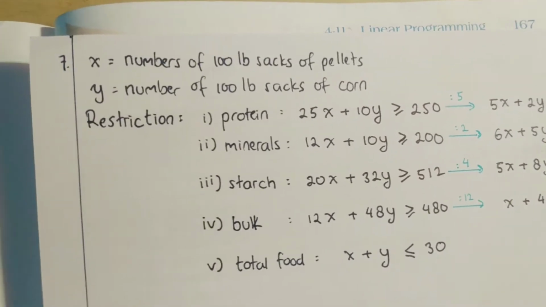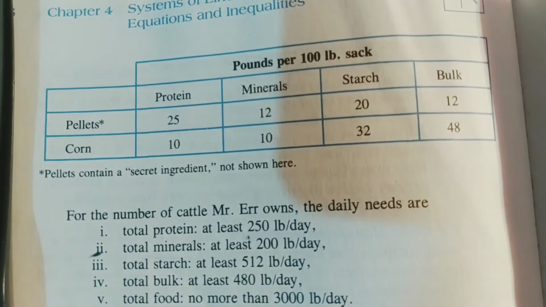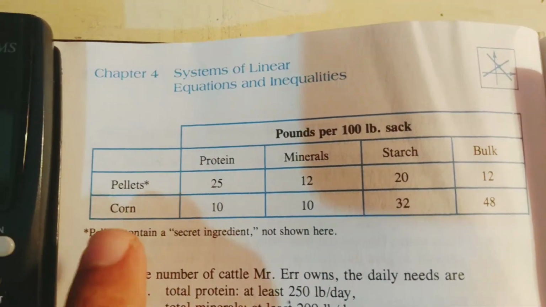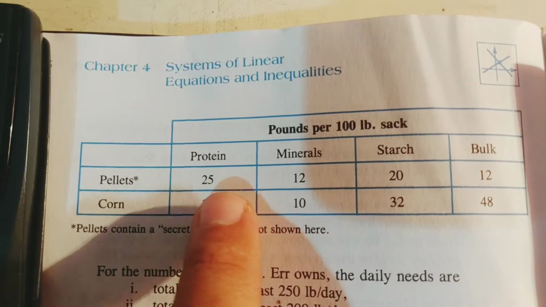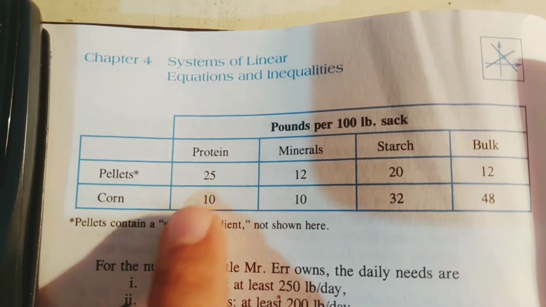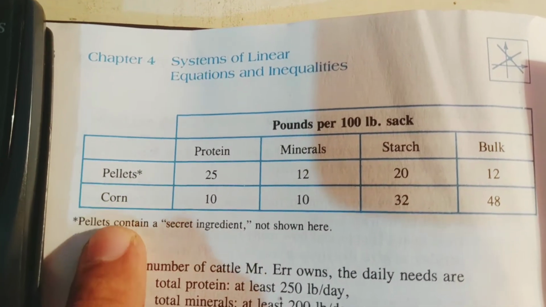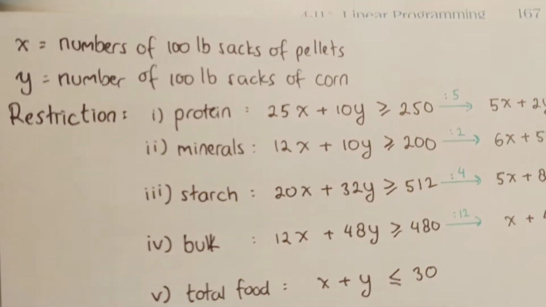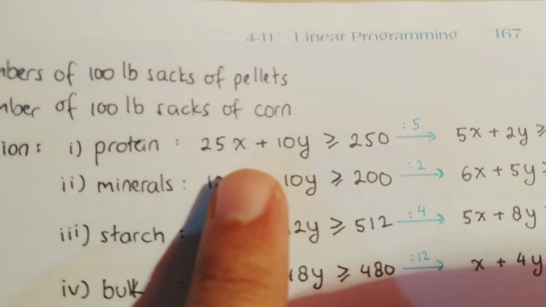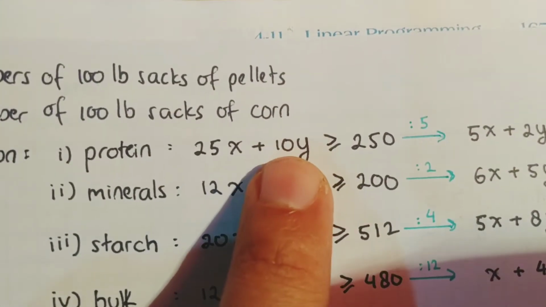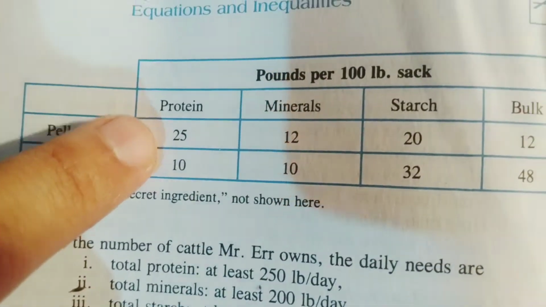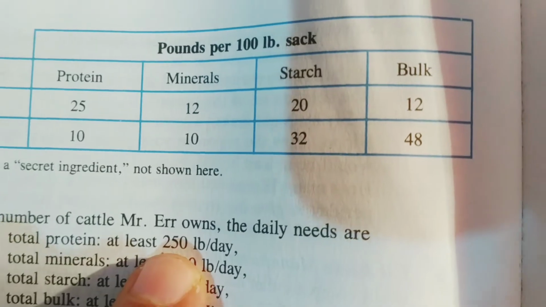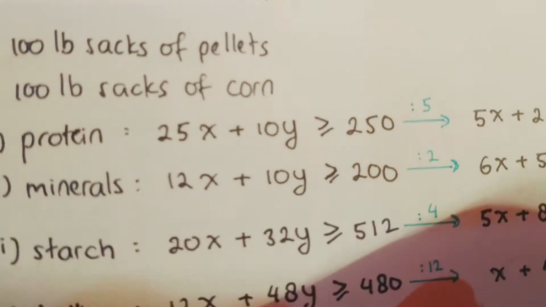From this table I can see that 100 pounds of pellets contains 25 pounds of protein, and 100 pounds of corn contains 10 pounds of protein. So from the perspective of protein, 25x plus 10y, at least, it means it is greater than or equal to 250.